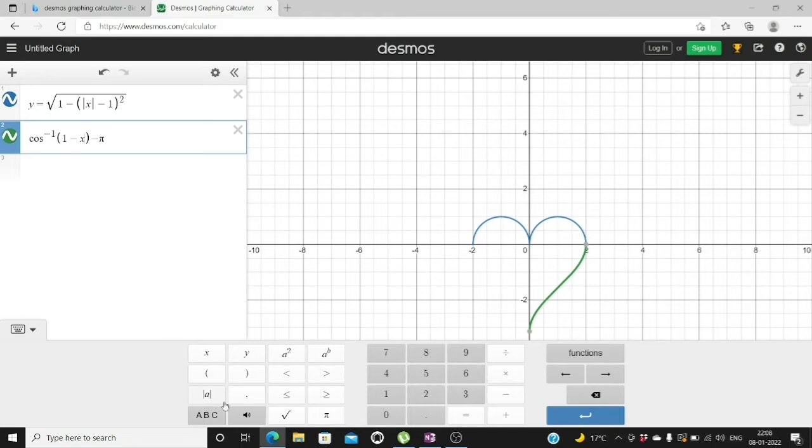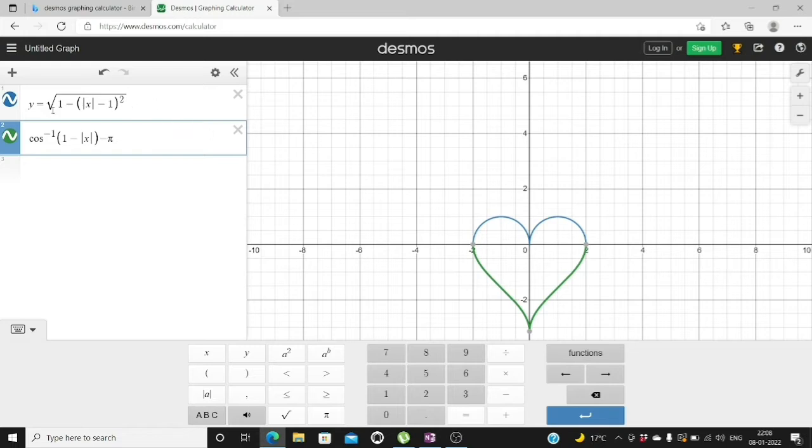Sorry, this is mod x. Mod x. This part will be created. So this is how an original heart curve looks.